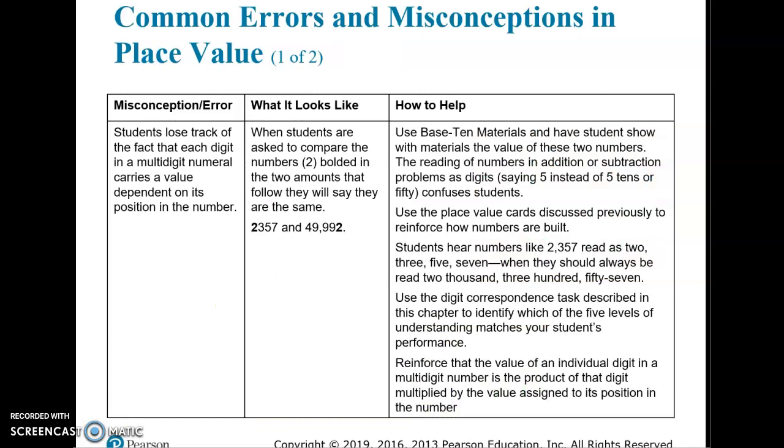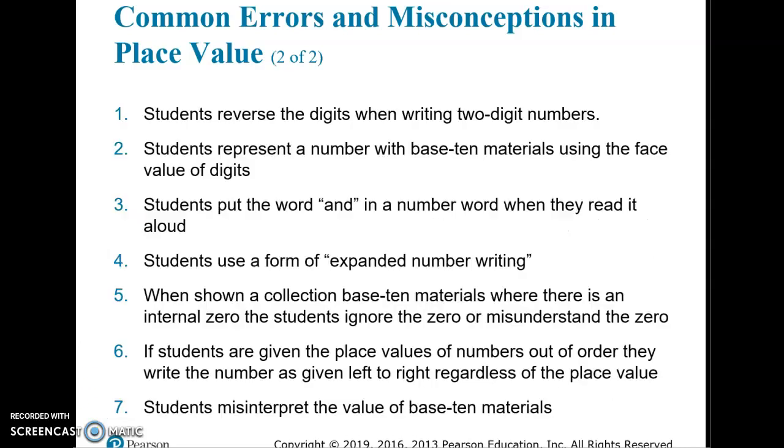Some misconceptions and errors: students lose track of the fact that each digit in a multi-digit number carries a value dependent on its position in the number. Ways to help with that: use base 10 materials and have students show with materials the value of these two numbers. For number 2, have students use virtual base 10 materials that display the corresponding numbers to check the answer.